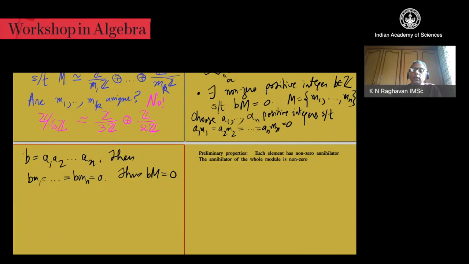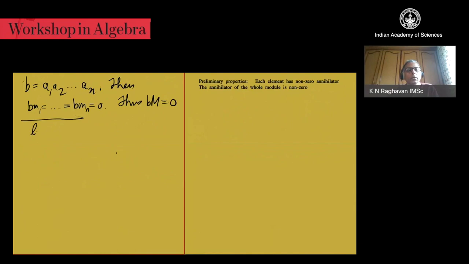Okay, so what does that tell us? That tells us that given a finite abelian group M, maybe this is a good time to pause and ask if there are questions. So given a finite abelian group M, it is a Z module, of course, that's what we saw in the beginning, but it's a module over Z mod BZ.